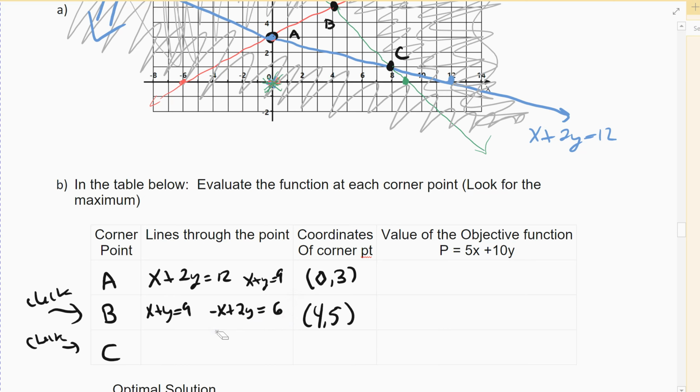And I'll do the same thing for C. Again, if I did a good job graphing, it should give me the right one, but you always double check. So 8, 1. Looks like on the graph it's at 8, 1. It goes through the blue line and the green line. So the blue line was x plus 2y equals 12. Check that it works. So if I plug in 8 plus 2 times 1, alright, that one doesn't check.